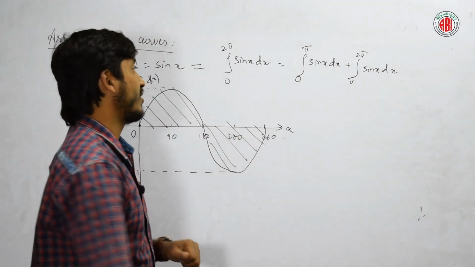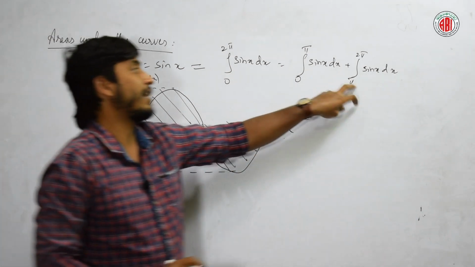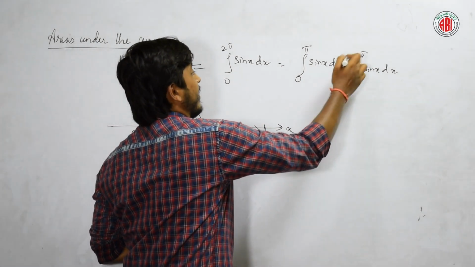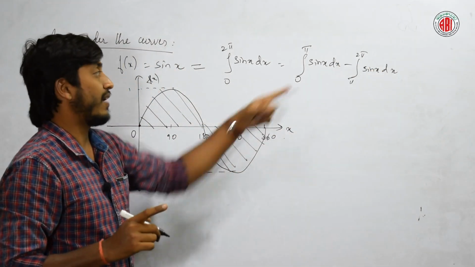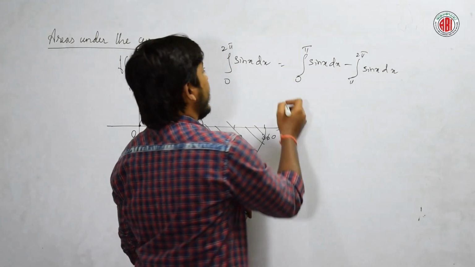Clear? And one more thing, if you observe, from 0 to pi it is in the positive phase, and from pi to 2 pi it is in the negative plane. So we have to write minus here. That is one more thing you have to remember. This is in the negative plane, that's why I have written minus. Remember that. Fine. Next, now directly integrate.